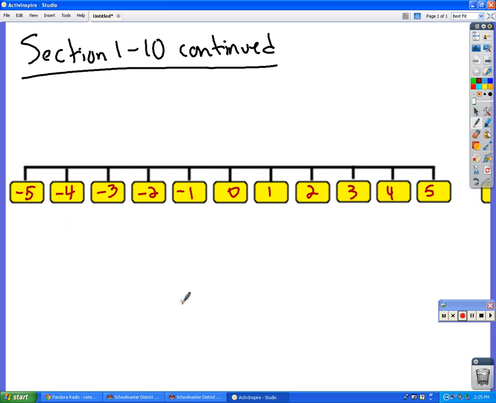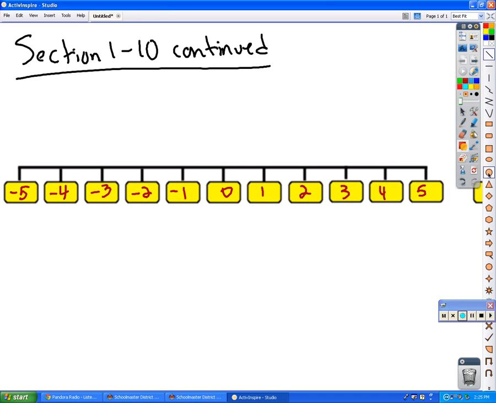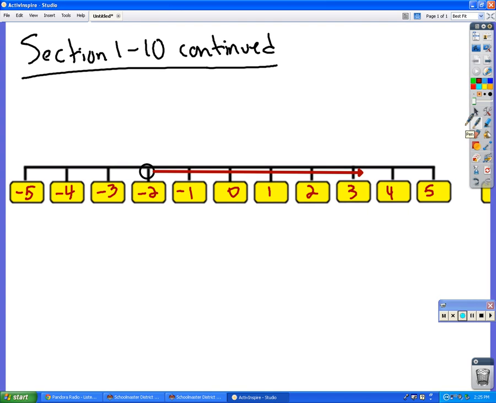So I'm going to start with the number line from -5 to 5, and we have a couple of different cases that we need to consider. Let's start with this one. Let's say that you have an open circle at -2, and you have an arrow going to the right, okay? What is the inequality that I could write that would go with this drawing on the number line?